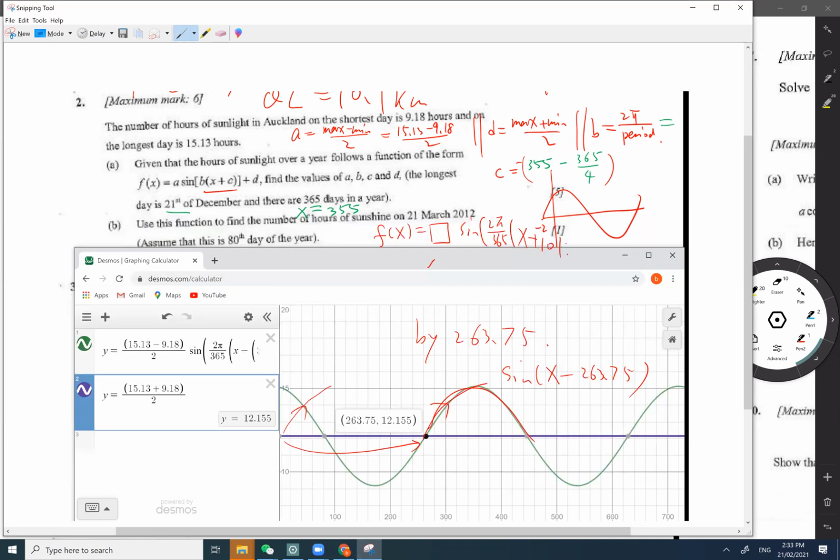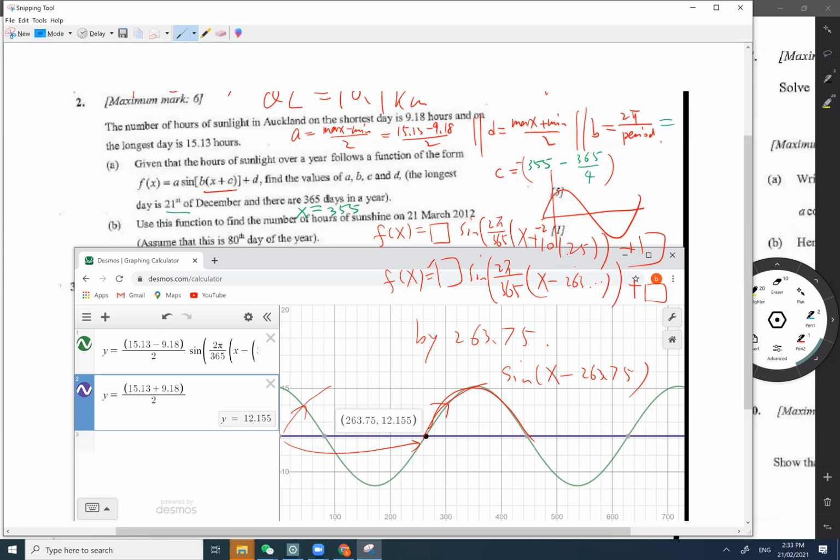Then after finding c, do I write everything as minus c? Yes, if you need the other equivalent one, 2 pi over 365, you can say x minus 263 point something, plus something. Once you find c, just use minus c? Yes.